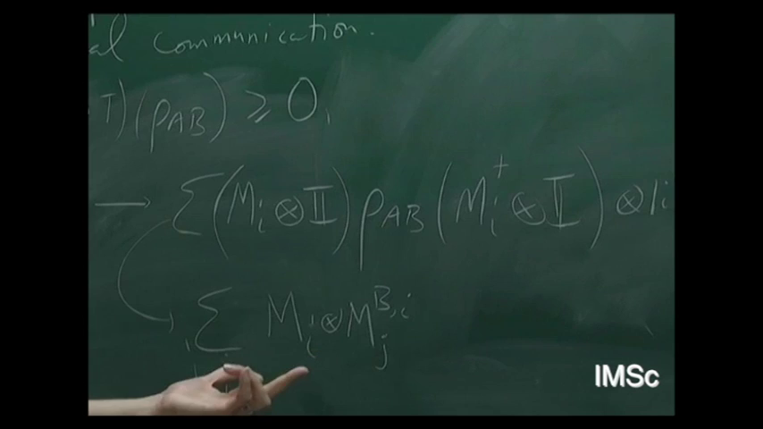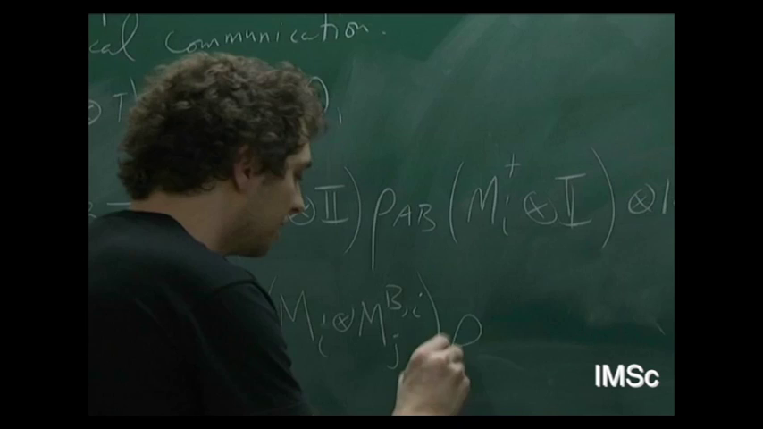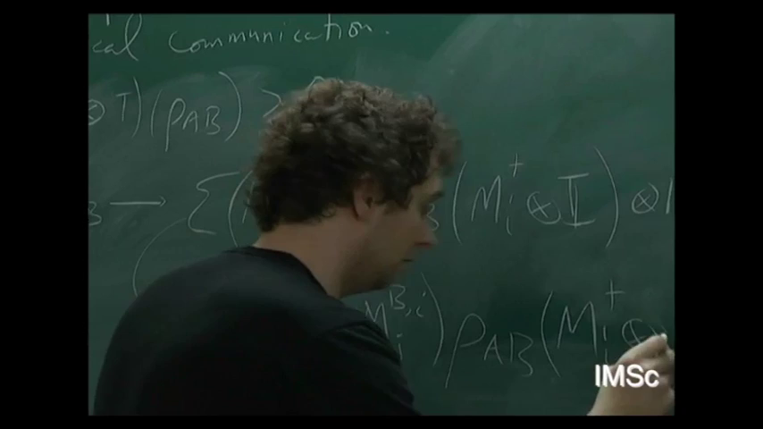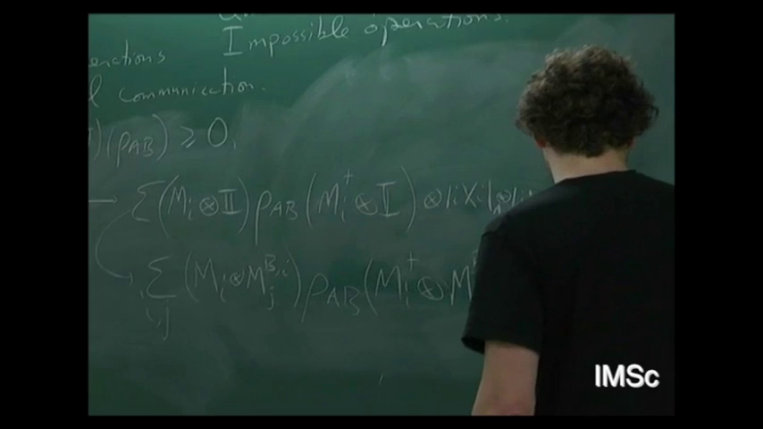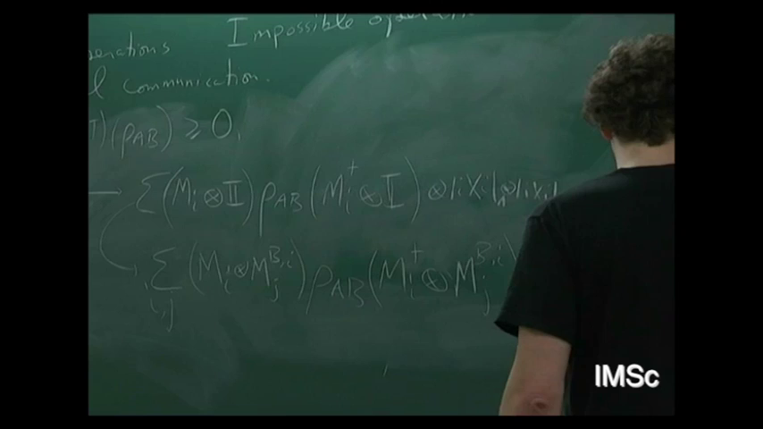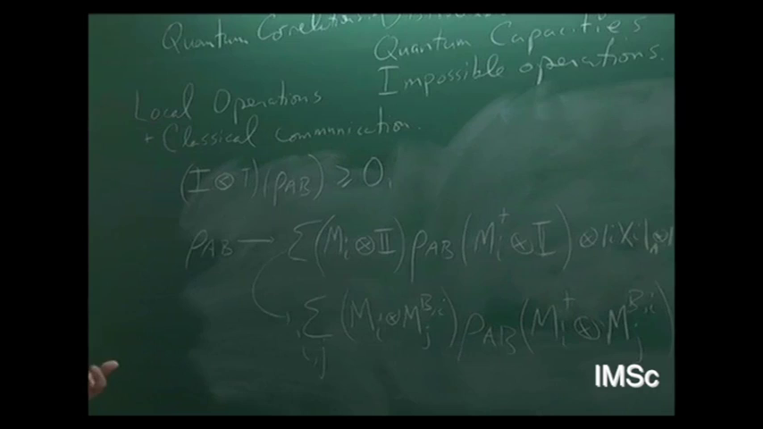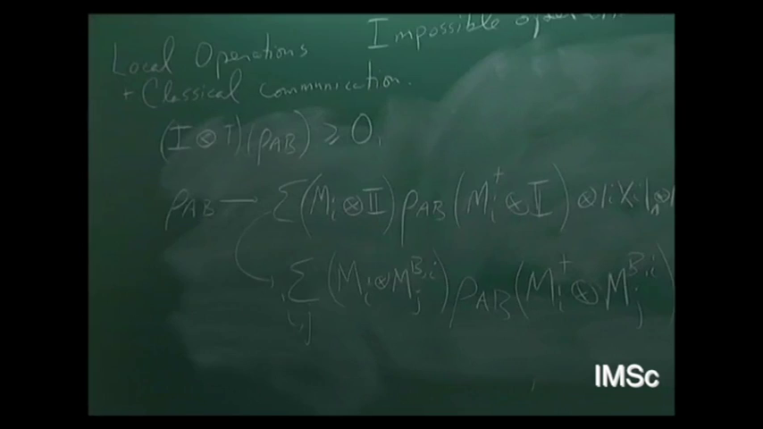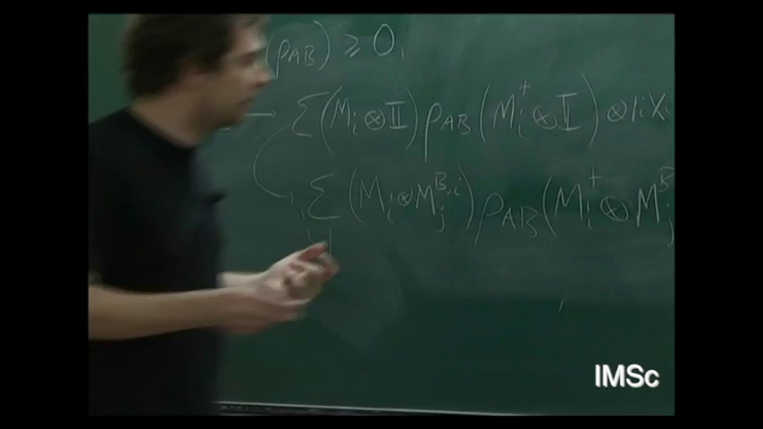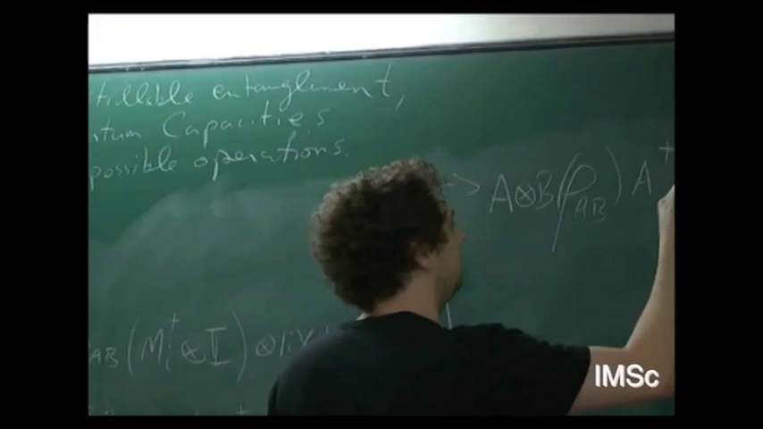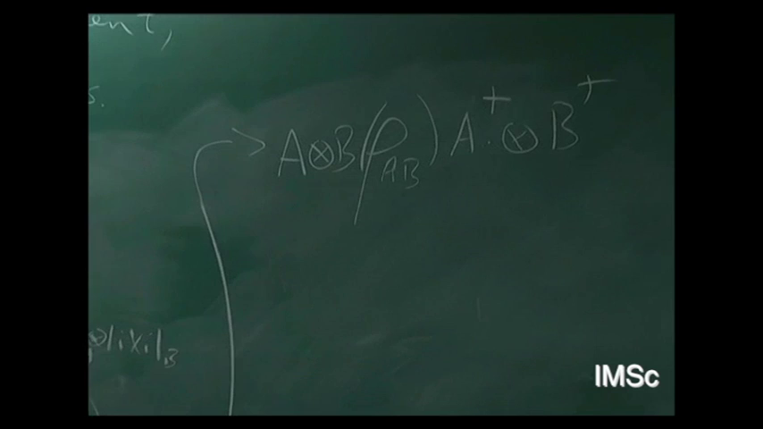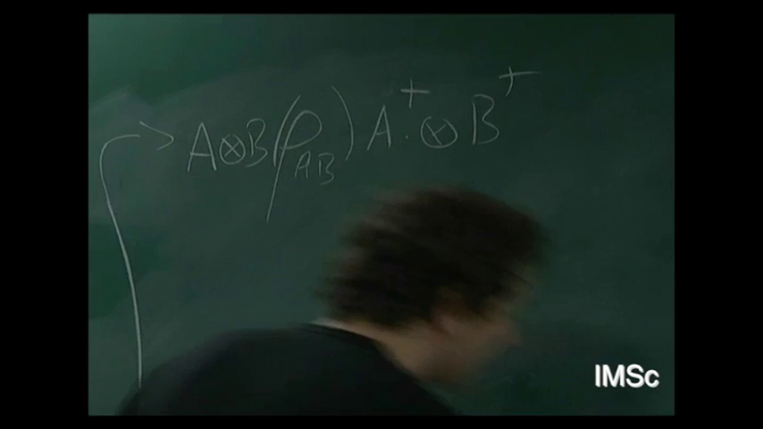When they get an outcome IJ, the conditional state is going to be rho AB sandwiched between this guy. Then Bob's going to tell Alice what the measurement outcome is, and they go back and forth like this until at some point they decide to stop. Now, if we look at each of the individual terms of this sum, they all take the following form. That's just the conditional state given the various measurement outcomes they've got.